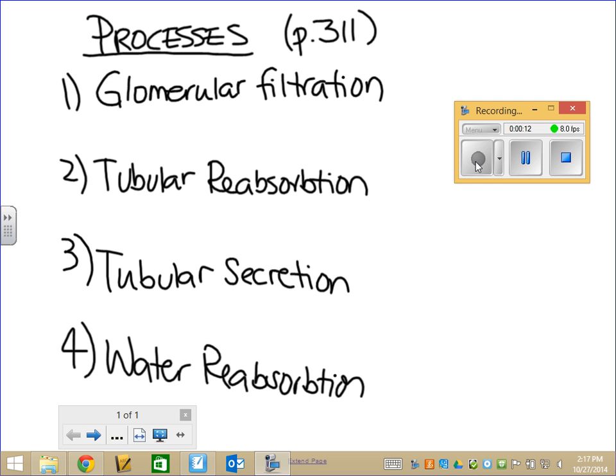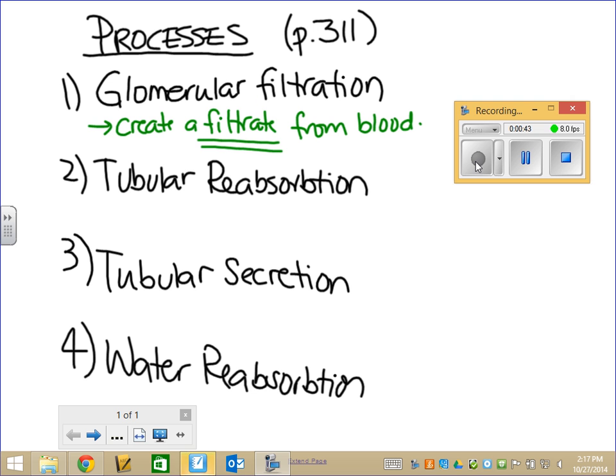The first thing that we're going to talk about today is glomerular filtration. This is the part where we create a filtrate from your blood. So according to your textbook, what we're doing in the first part of this is taking things from your blood and putting them into the nephron. And the word that we would use is filtrate.